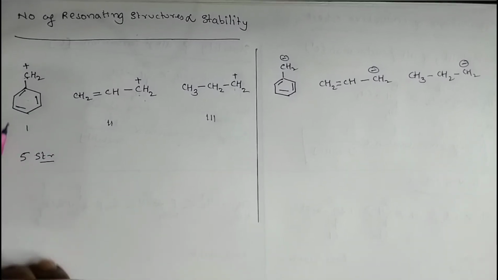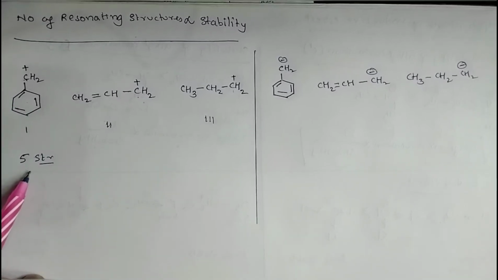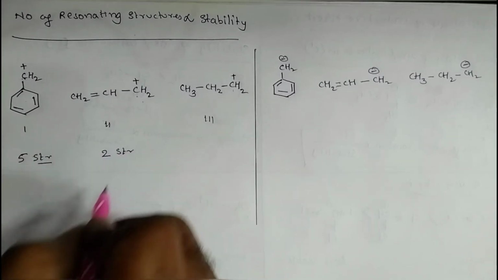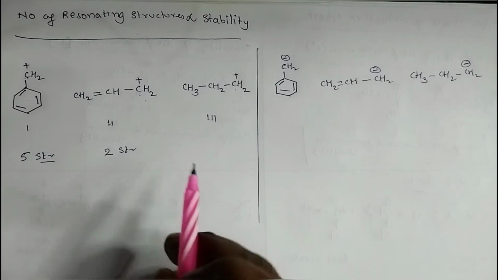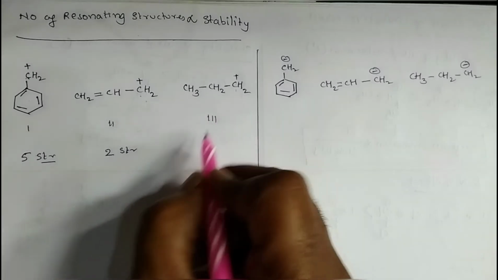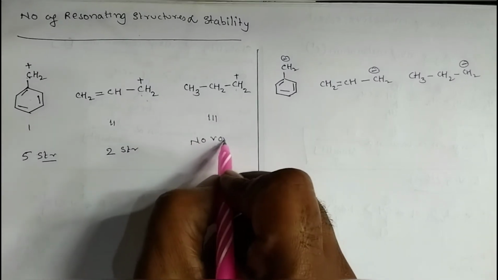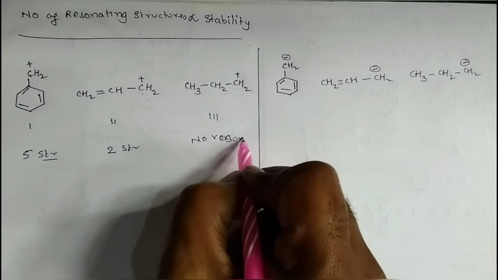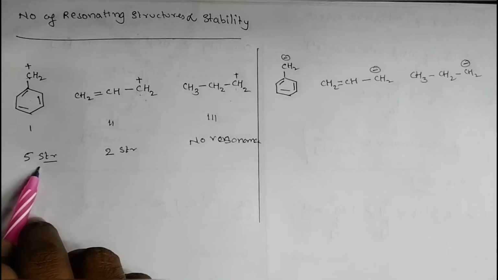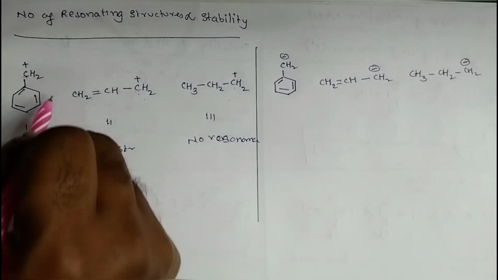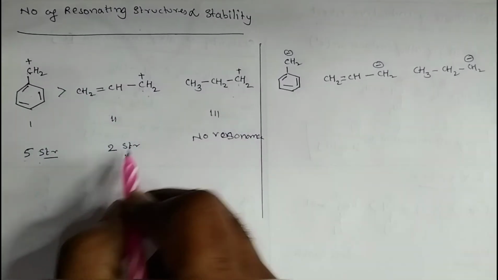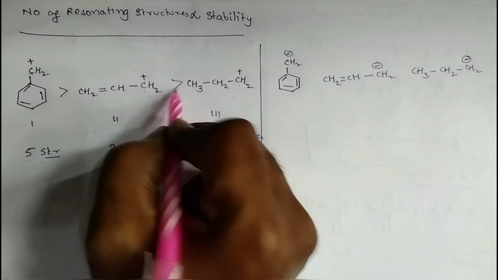Okay, now here the benzyl carbocation forms 5 resonating structures, whereas allyl carbocation forms only 2 resonating structures. Basically, to form resonating structures a double bond is needed, but in this example there is no double bond. That means you can say there is no resonance. So because of more resonating structures, benzyl is more stable than allyl. Allyl shows 2 resonating structures, so allyl is more stable than alkyl.